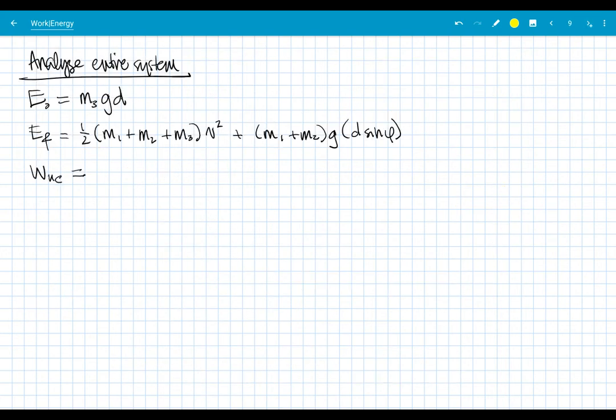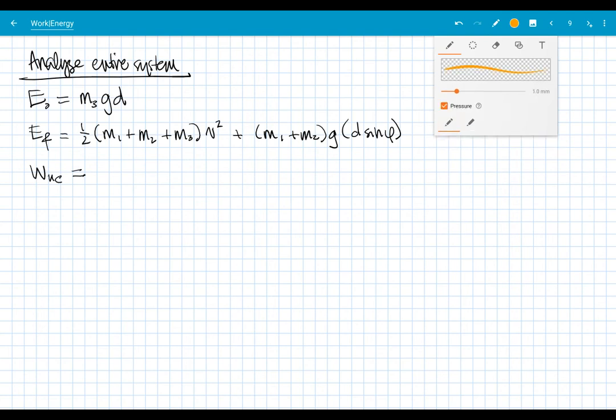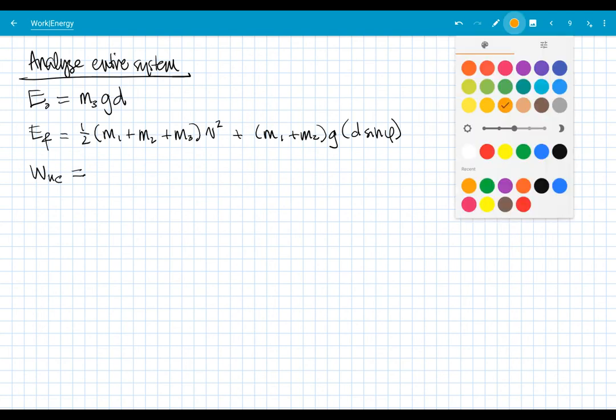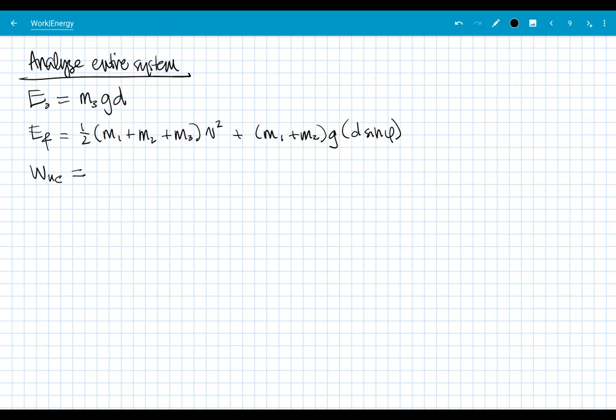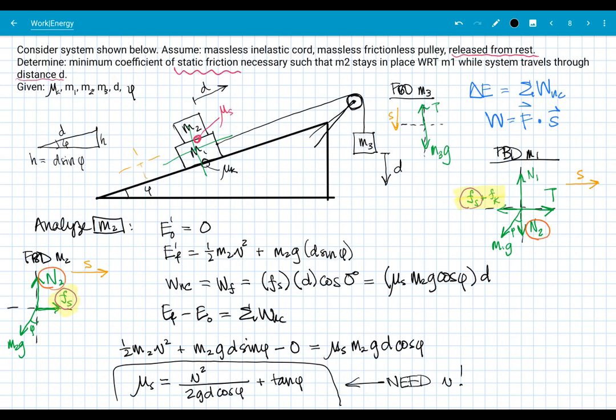I know that was windy, but I thought it was worth spending time on, because otherwise you're like, why is this the only one here? So that'll be force of kinetic friction, displacement, cosine 180 degrees here. And again, if you're wondering which free body diagram we're looking at, we're looking at the free body diagram for block one in order to figure this out.